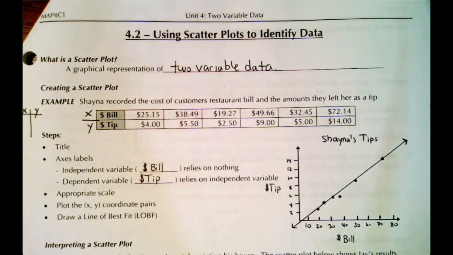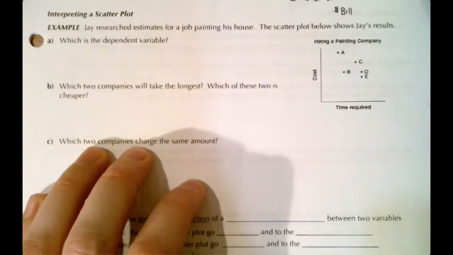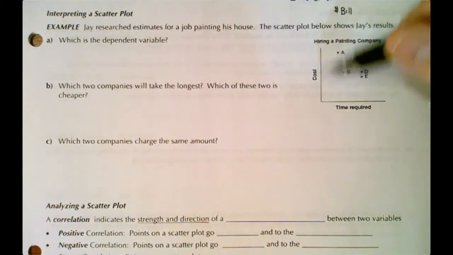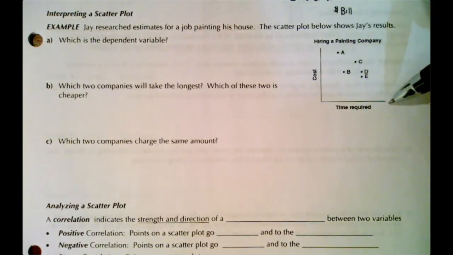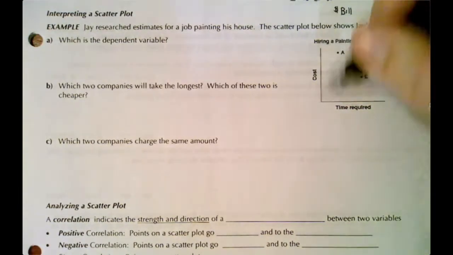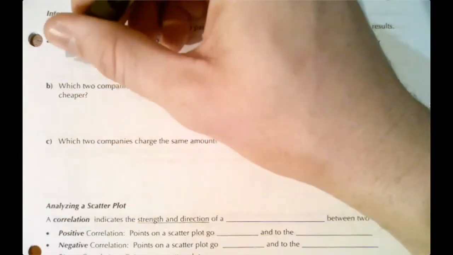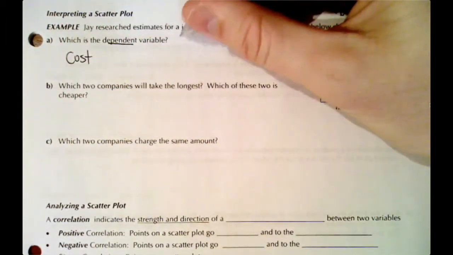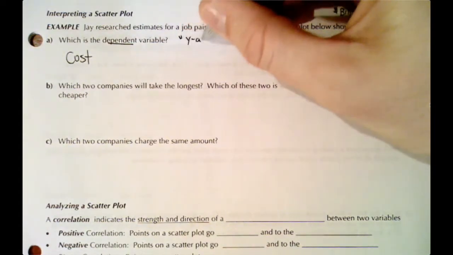Let's interpret a scatter plot. What information can we gather from it? Jay researched estimates for a job painting his house. The scatter plot below shows Jay's results. Which is the dependent variable? Well, we have hiring a painting company. We got cost on the Y, time required on the X. It looks like our dependent is always going to be our Y, so we have cost. When you see dependent, it's asking you Y axis.